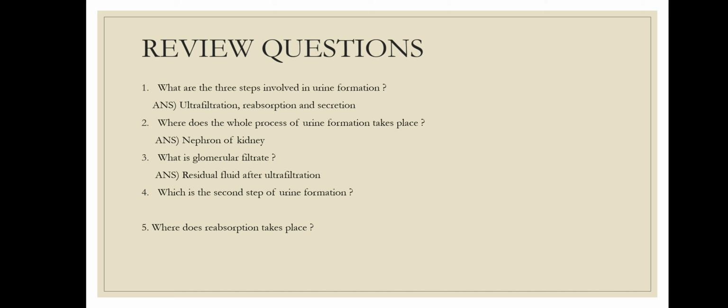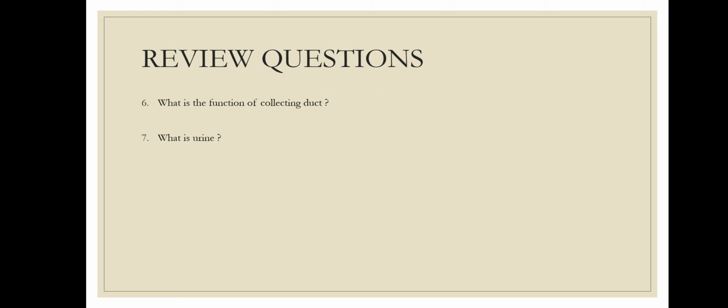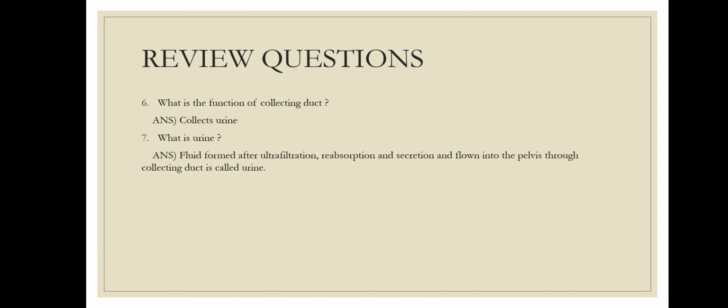So far, I hope everyone is able to answer the questions. Let's look at the next question, shall we? Which is the second step of urine formation? It's reabsorption. Next, where does reabsorption take place? It's in renal tubules. Let's look at the next question. What is the function of collecting duct? It collects urine. And last question, what is urine? Fluid formed after ultrafiltration, reabsorption and secretion and flown into the pelvis through collecting duct is called urine.